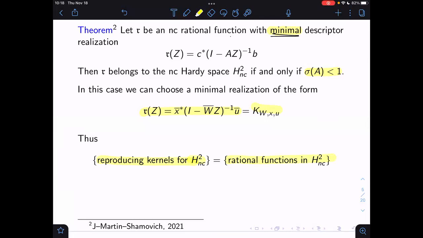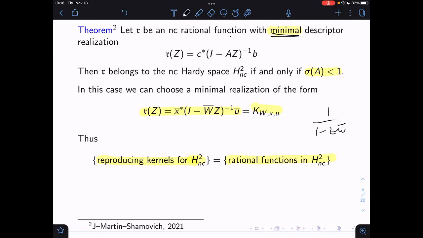So said that way, it sounds a little strange, because if you think about the Hardy space and the disk, this is of course not true. I mean, in the classical setting, the kernels are just the Szegő kernel, 1/(1 - ...), which is a rational function, but certainly not every rational function is a Szegő kernel. Every rational function in the space is a linear combination of Szegő kernels.